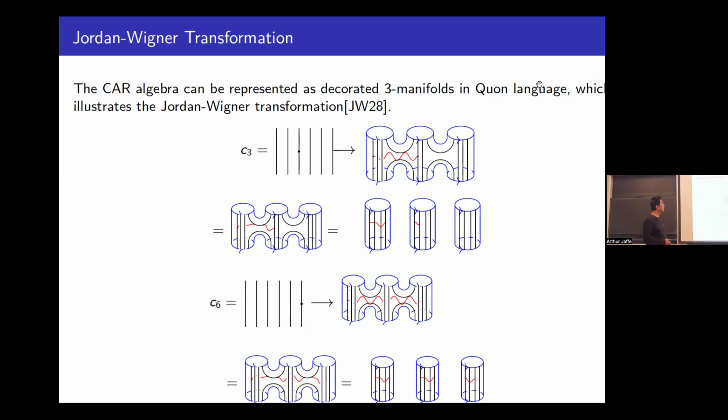C3 squared equals C6? No. C3 means on the third line, we have the generator C. And C6 means on the sixth line, we have the generator C. So the number is the position.